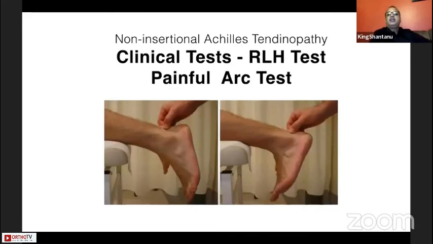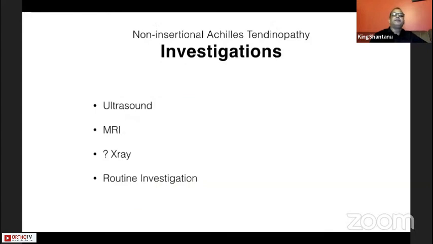So what is this Royal London Hospital test? The patient is laid prone on the examination table with the leg and the foot hanging outside with a little plantar flexion. We locate the site of pain, and when the patient is asked to dorsiflex, the pain will move. This movement is also because of the tendon which is moving, which is getting stretched. This is also known as the painful arc syndrome.